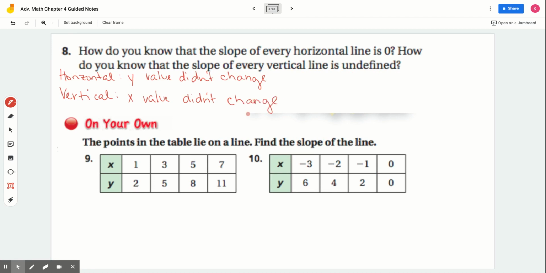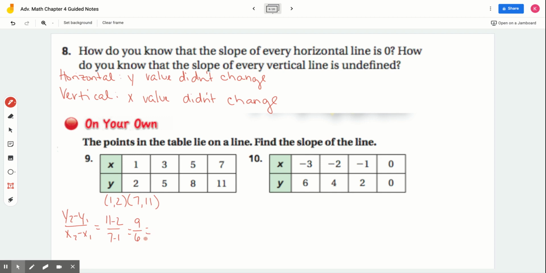Now, looking at numbers 9 and 10, the points in a table lie on a line. Find the slope of the line. You're going to pick any 2 points from the table. So for instance, here I'm going to pick 1, 2 and 7, 11. Again, you can pick any 2 points from the table. And then I'm going to use my y2 minus y1 over x2 minus x1 formula. So 11 take away 2 over 7 take away 1. 11 take away 2 is 9. 7 take away 1 is 6.